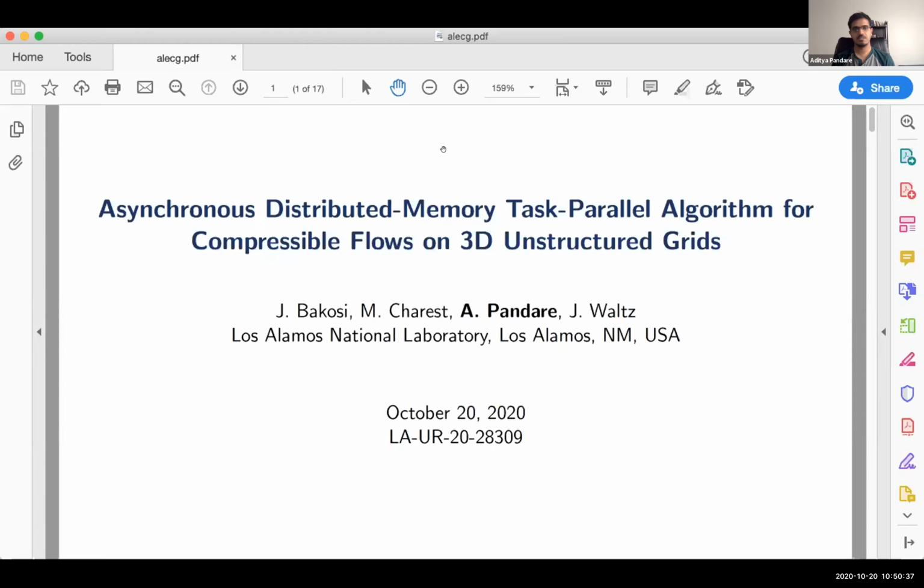All right, so good morning, everyone. I'm Aditya Pandare from Los Alamos National Lab. I'll be presenting our progress on a compressible hydrodynamics solver, which is written on Charm++. So it's an asynchronous distributed memory parallel solver. I'm presenting on behalf of the lead author, Joseph Bokoshi.